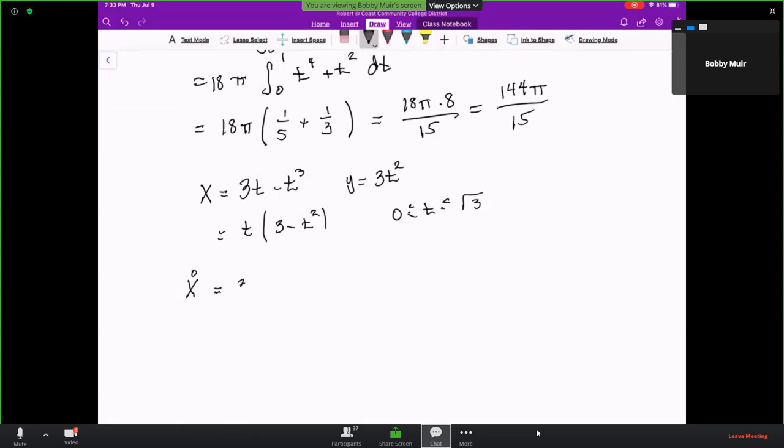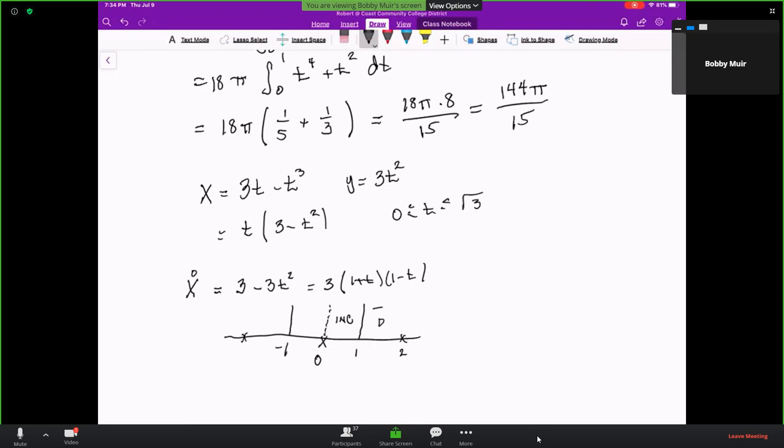Okay, so the derivative here is going to be 3 minus 3t squared, which is equal to 3 times (1 plus t)(1 minus t). Okay, now, all the action is taking place in these regions. Okay, so let's see what's happening here. When we plug in a 0, like the 0 right there, that's where we're actually starting. If we plug in a 0, x dot is positive. Okay. So that means we're increasing. So we are increasing in this region. And then we're actually also going to be increasing over here. But plug in a 2, let's say, then it's going to be negative. So it's going to be decreasing.